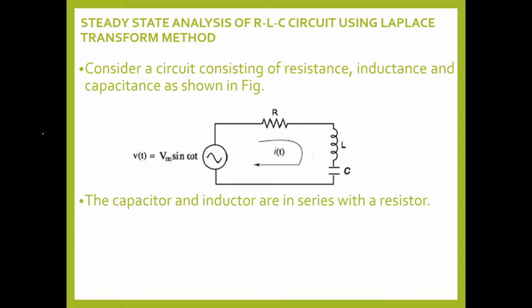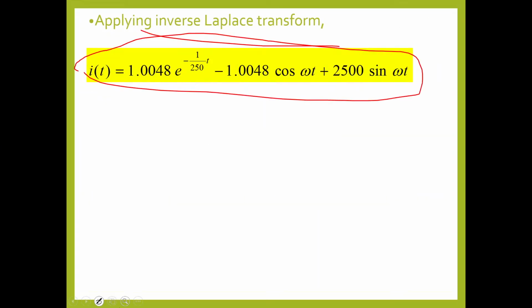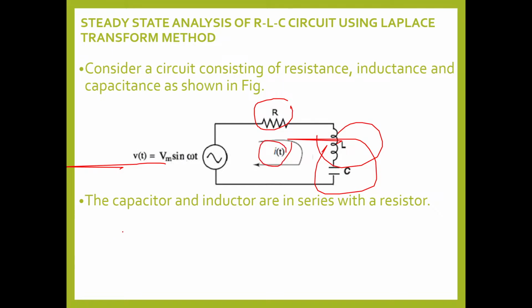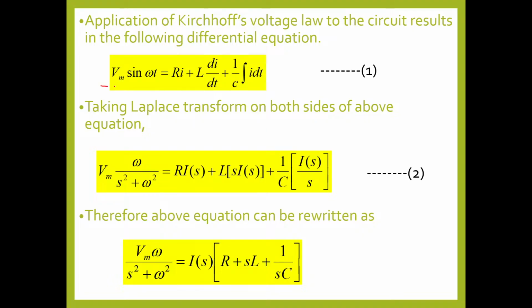Okay, so let us see the steady state analysis of RLC circuit using Laplace transformation. Here R, L and C are connected in series. So the source is there and the response is there. So we can apply KVL. Vm sin omega t equal to R into I plus L into di by dt plus 1 by C integral of I of t dt. Consider it as equation number 1.